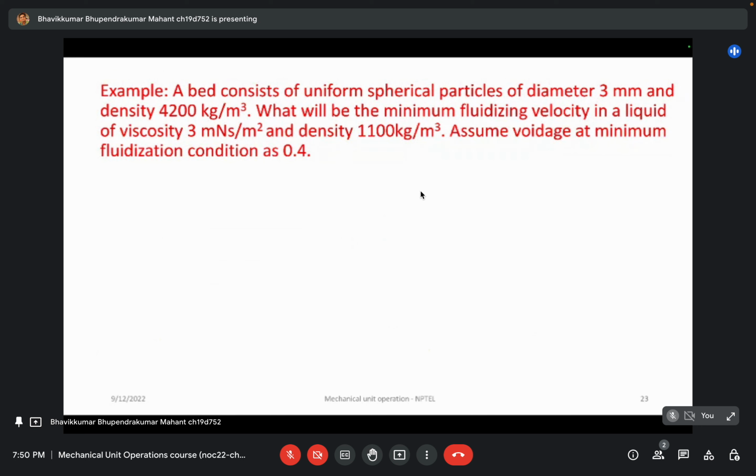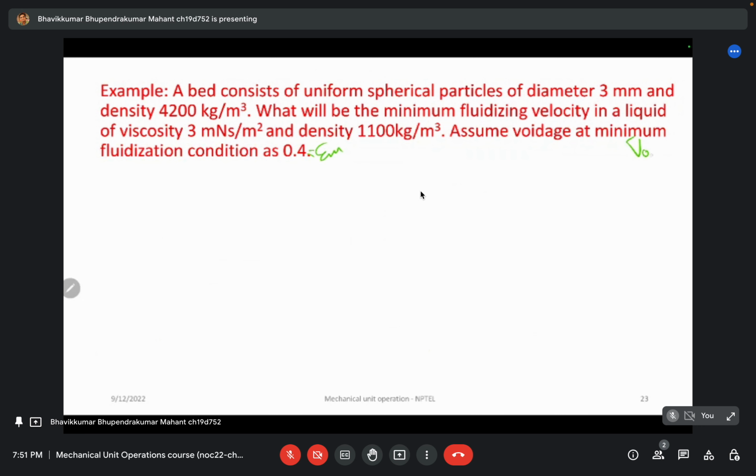Now a bed consists of uniform spherical particles of diameter 3 mm and density 4200 kg per meter cube. What will be the minimum fluidizing velocity in a liquid of viscosity 3 millinewton second per meter square and density 1100 kg per meter cube? Assume the voidage at minimum fluidized condition is 0.4. So epsilon m is already given as 0.4. All other values are also given. Now we need to find the minimum fluidizing velocity.